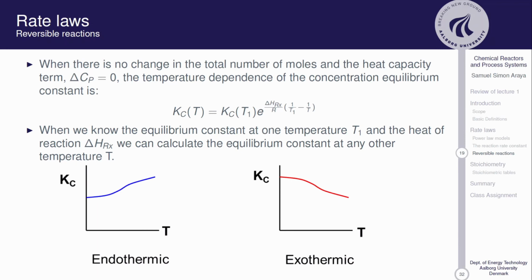It also makes sense because here we require heat, so when we increase the temperature, the reaction will be faster, so the equilibrium will be reached faster, and our equilibrium constant will be higher. And here the opposite.